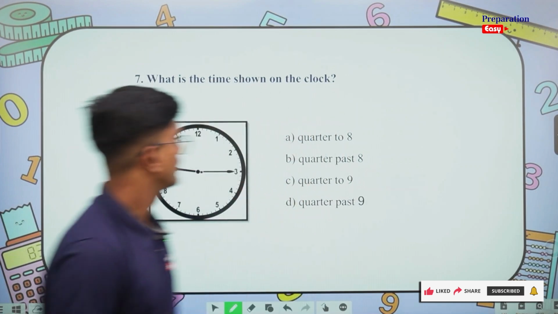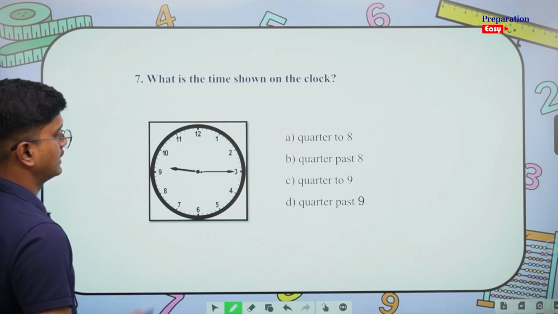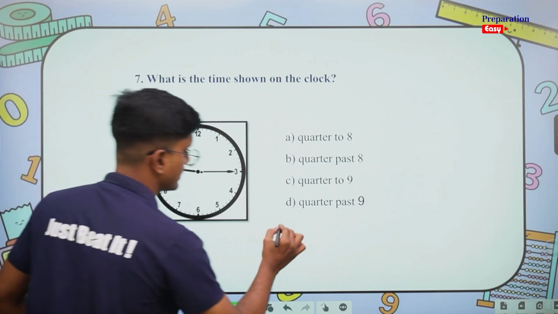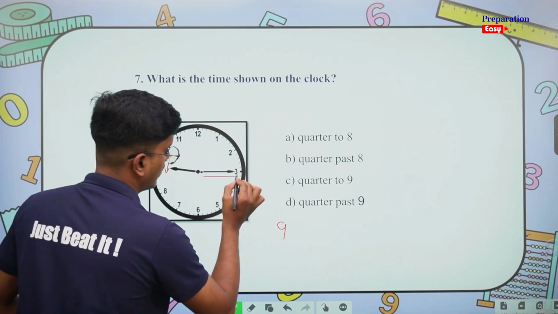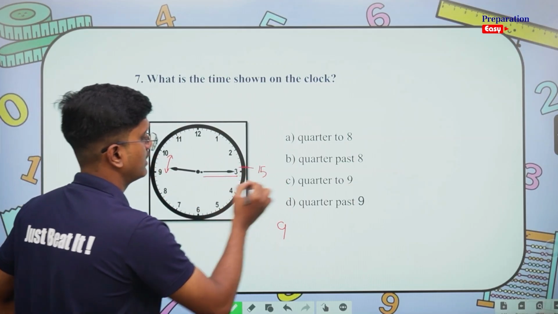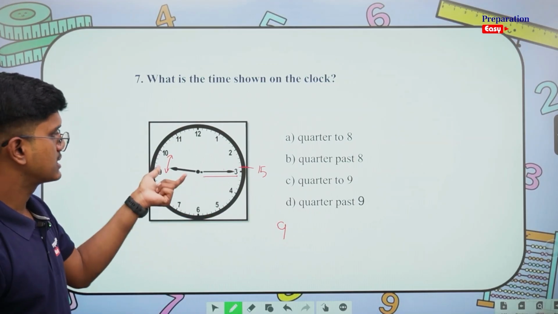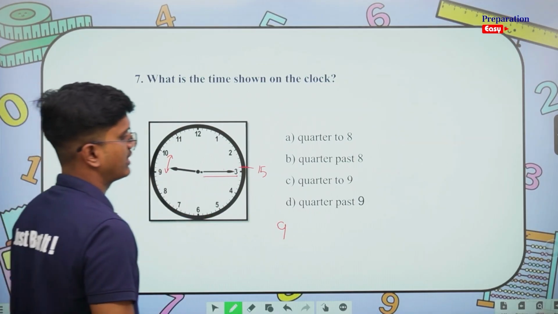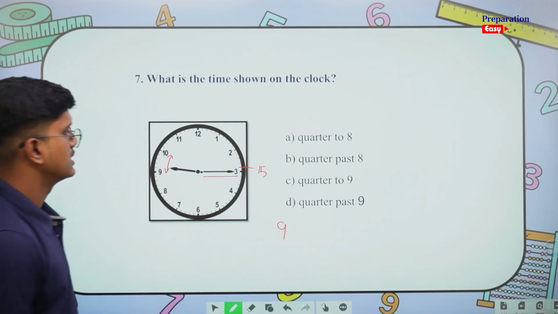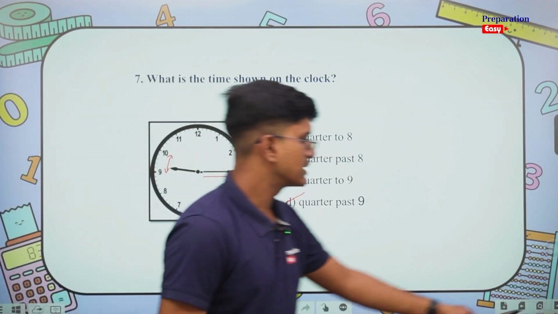Let's move further. What is the time shown on the clock? In this clock, our hour hand lies between 9 and 10, so it's something past 9, and our minute hand is on 3, which means 15. What do we say it as? Quarter past. So whenever the minute hand is on 3, it is quarter past, and we read it as quarter past 9. So option D is going to be correct.